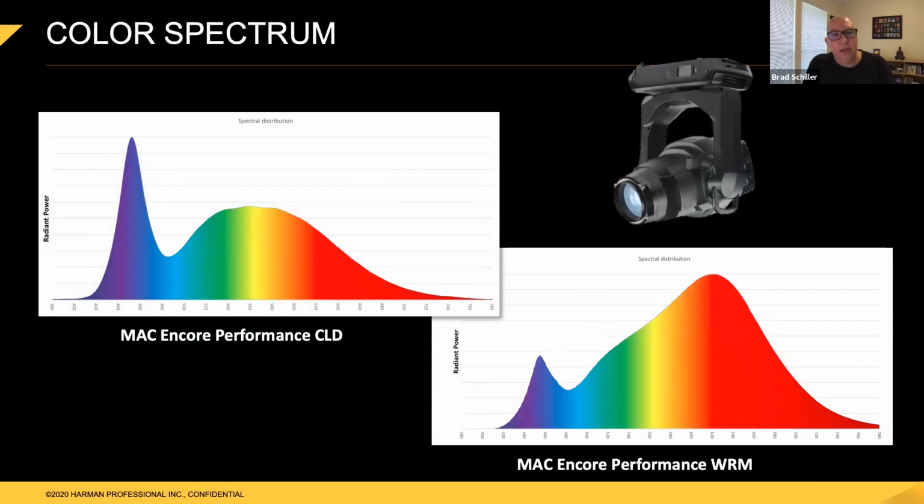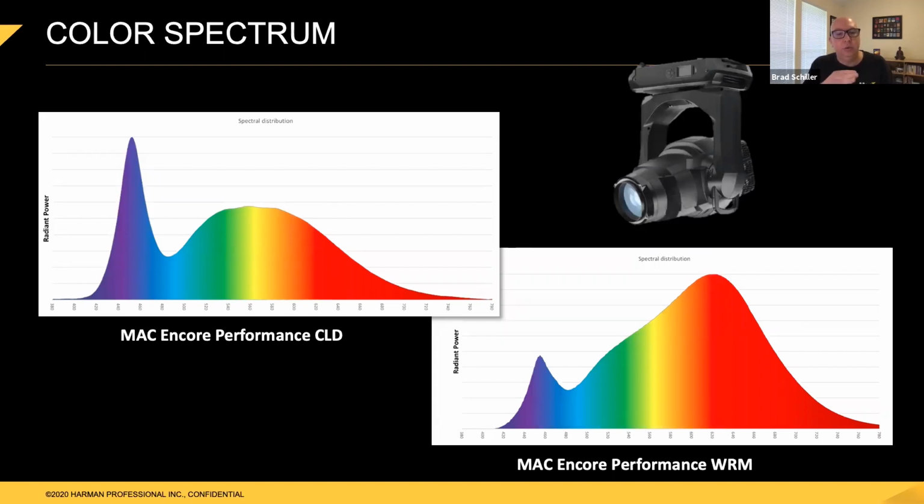Here's some examples, again, back to the Mac Encore Performance. The fixture itself comes in two different models, cold and warm. And here you can see these are nearly full spectrum fixtures. We have designed the white light LEDs. We've purchased white light LEDs that come with the near full spectrum so that we're giving you the highest quality possible on stage so that colors, when you light, again, faces and sets and costumes, they all look very good, very natural, as they should appear.